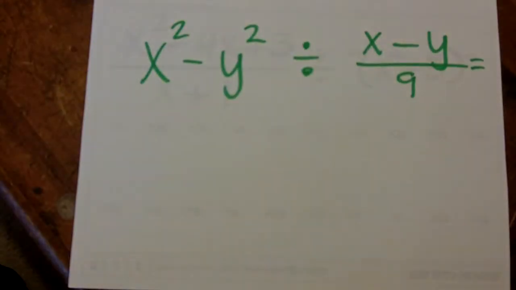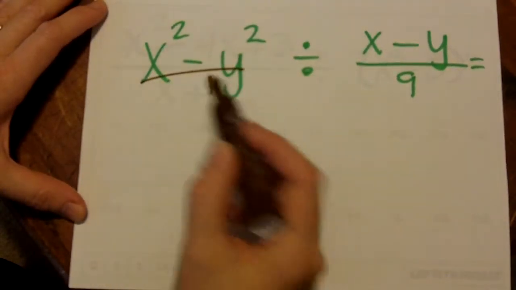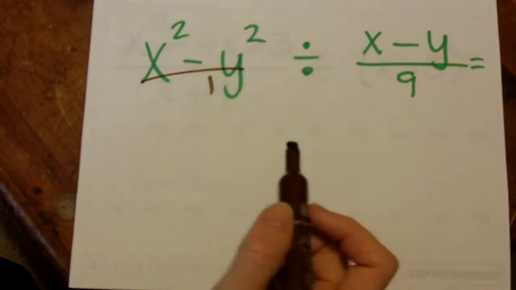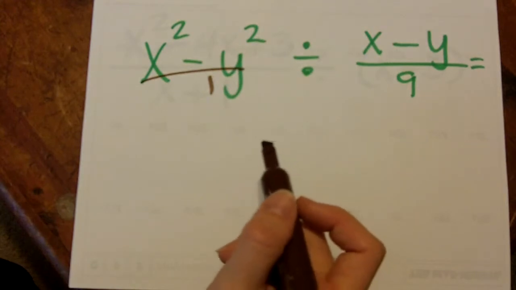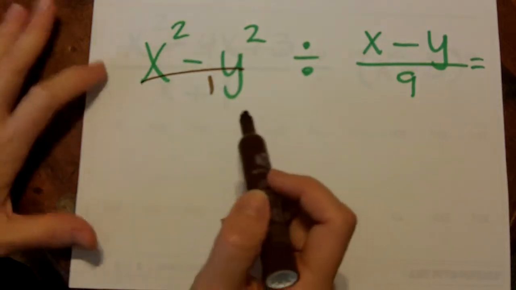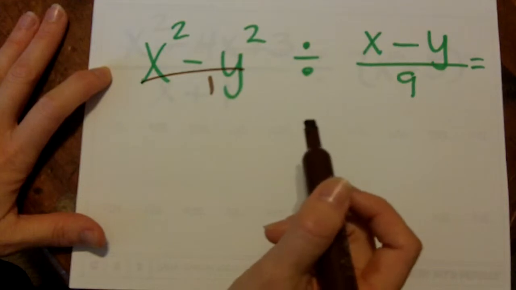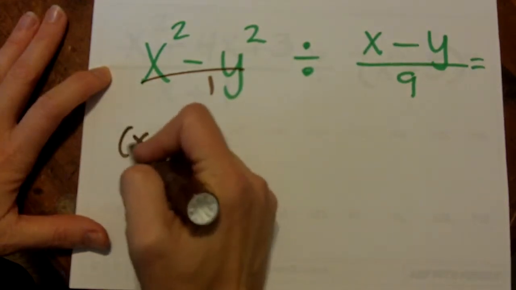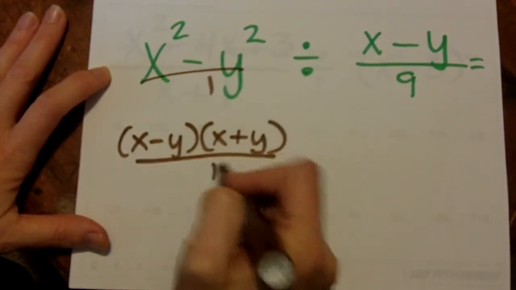Let's try this one. x squared minus y squared divided by x minus y over 9. Now, because I'm going to have to rewrite this problem, and I know this is over 1, I'm just going to go ahead and factor x squared minus y squared. I hope as soon as you see x squared minus y squared, it rings a bell and you think back to chapter 10 where you were factoring, and especially the difference of squares. I've got a square here, I have a square here, and it's a subtraction problem. And so I know that I can factor it to x minus y times x plus y, and I'm going to write that over 1.